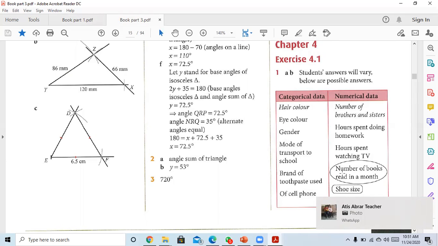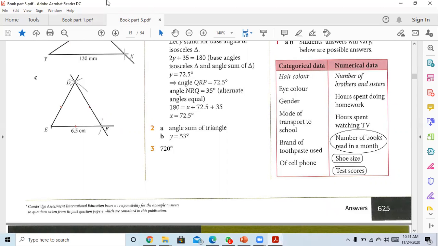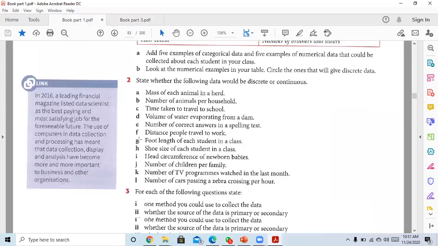But numerical: number of brothers and sisters, time spent doing homework. Okay, these tell us the numbers. Or time spent watching TV, number of books read in the month, shoe size, test score, all these things. Okay, so now let's go to question number two.